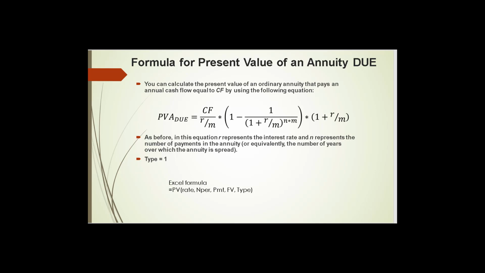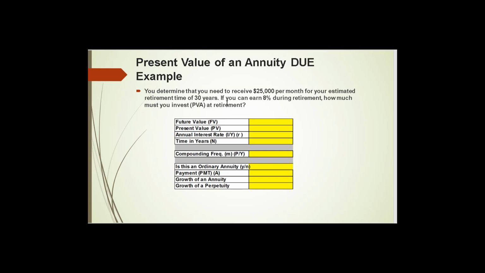Again, we have another formula that represents the annuity due. Again, it is a complicated formula. To change the formula in Excel, you change the type. So type 1 cash flows are beginning of the year. And if you leave that blank or make it 0, then that is an end of the year question.